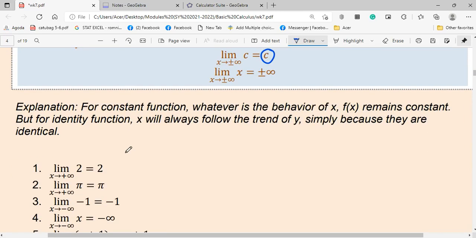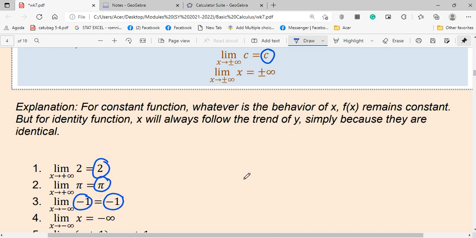Whatever, that will always be constant. The way number 1 tells you, the limit of 2 as x keeps on increasing is also 2. Walang nagbago. Pi, it's also pi. Negative 1, negative 1. Well, that is constant.